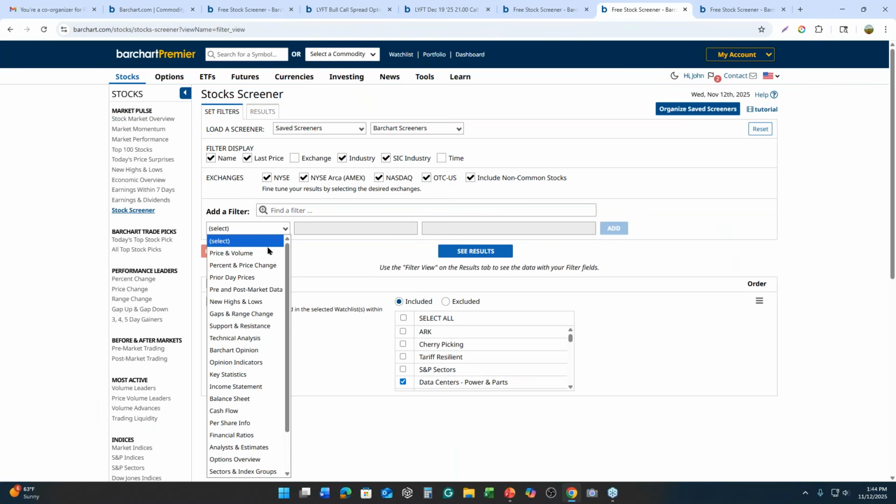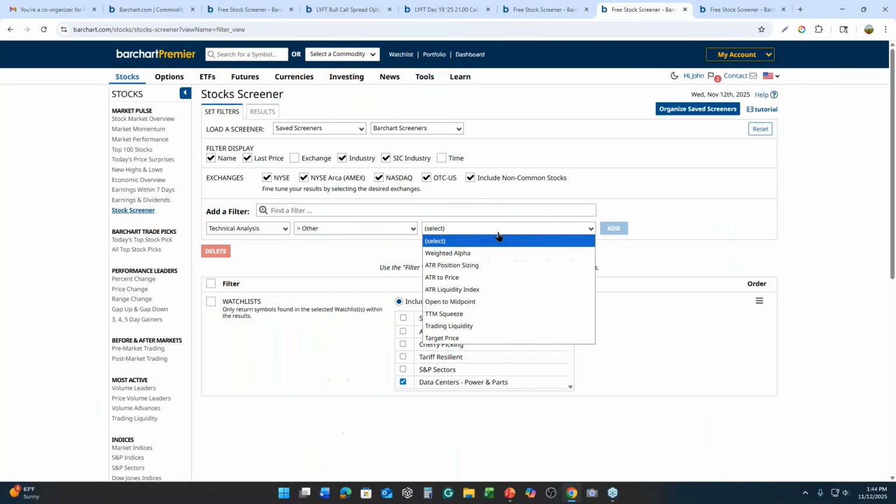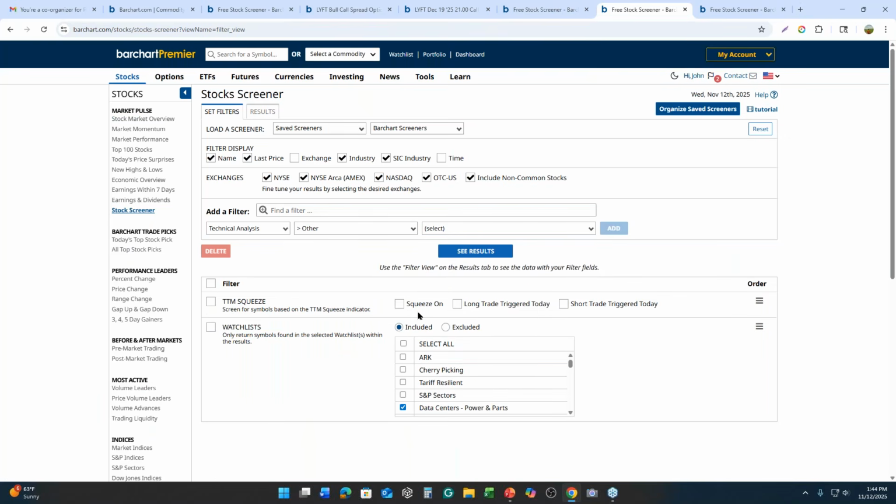And the first thing I'm going to add is I'm going to go down to technical analysis, open this up, and scroll all the way down to the bottom where it says other. And there's the TTM squeeze. Now I'm going to add that in. Now notice I can look for when the squeeze is on. I can look for longs, or I can look for shorts. Well, we're going to leave this unchecked for the moment.